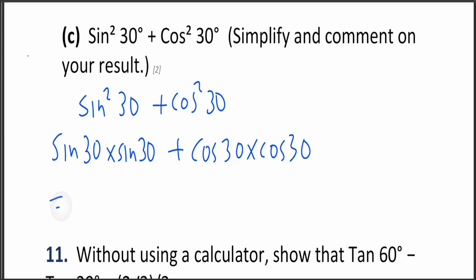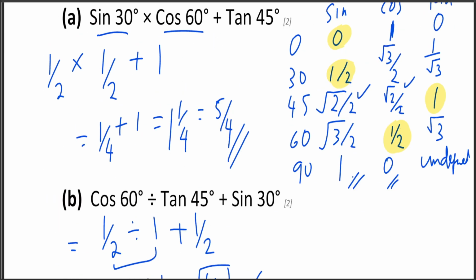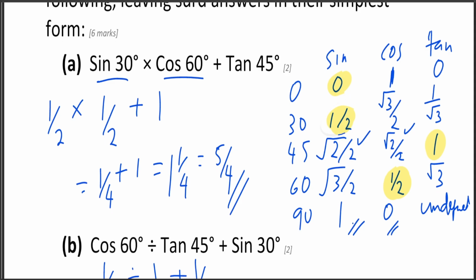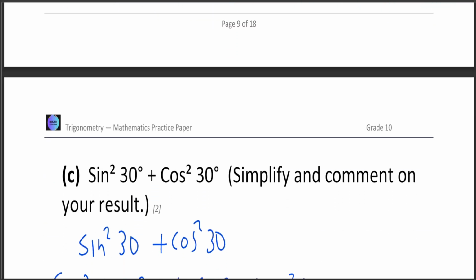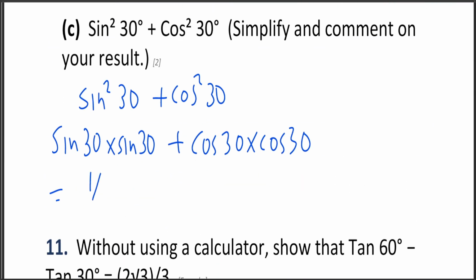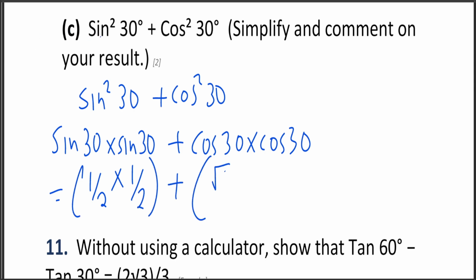Sawa? So njoo hapa, sin 30 na cos 30 ni muhimu. Sin 30 tunasema ni a half. Cos 30 ni root 3 over 2. So sin 30 ni a half, so times a half. Hiyo ni sin 30 times sin 30 plus cos 30 ni root 3 over 2. Yes, times root 3 over 2.